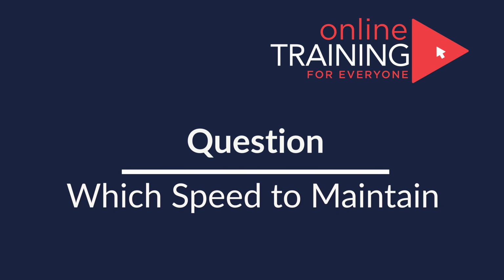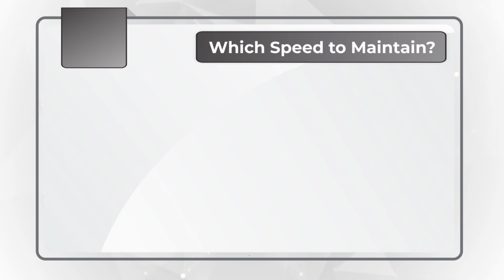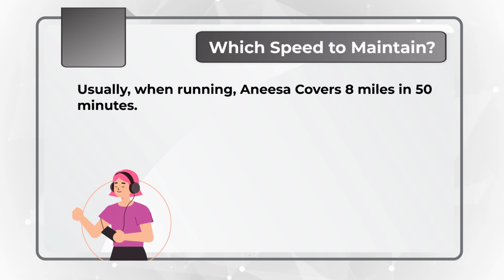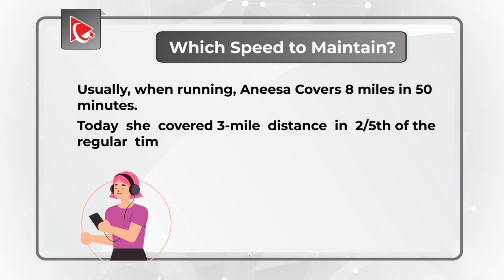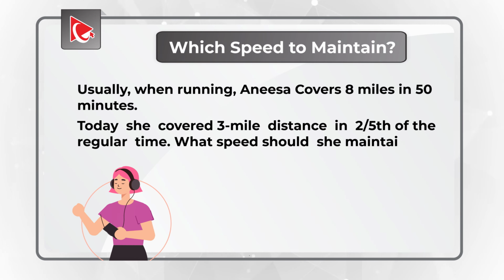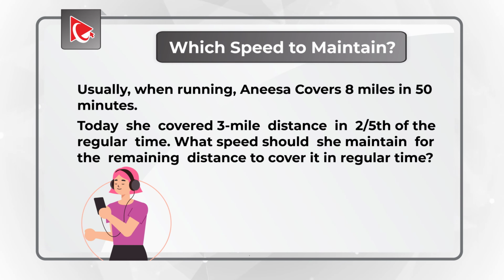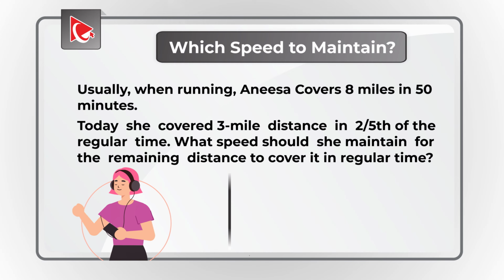Let's look at a very interesting question, which tests your math skills as well as your logical reasoning skills. You need to determine which speed Anisha should maintain. Usually when running, Anisha covers 8 miles in 15 minutes. Today, she covered a 3-mile distance in 2/5 of the regular time. What speed should she maintain for the remaining distance to cover it in the regular time? And you're presented with 4 different choices to choose from.